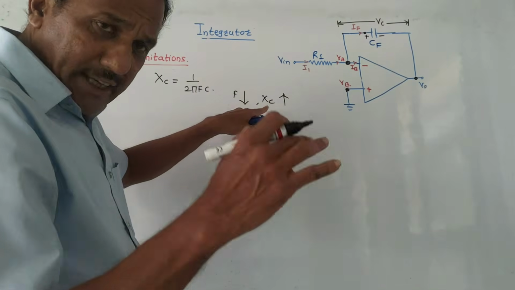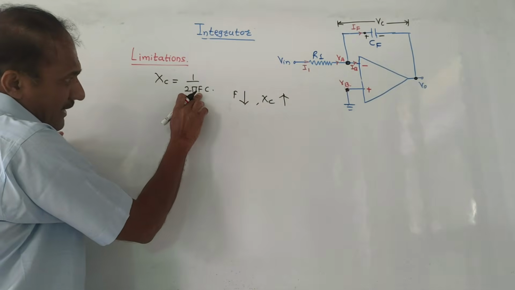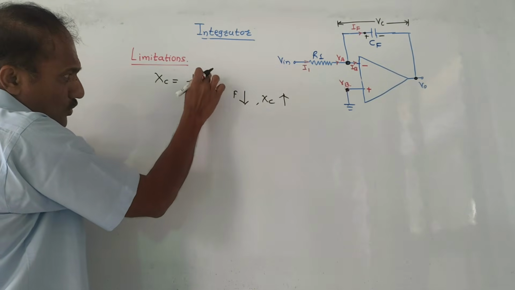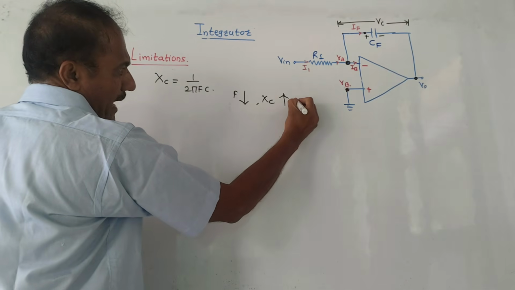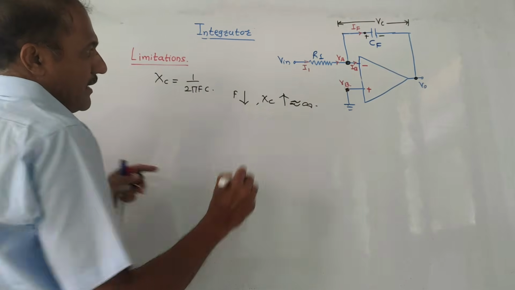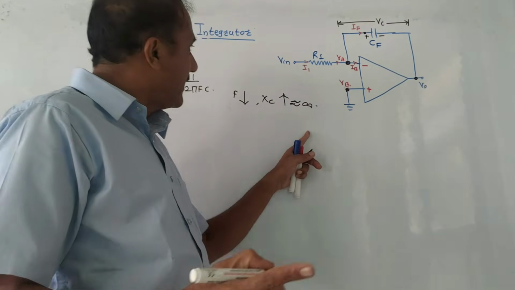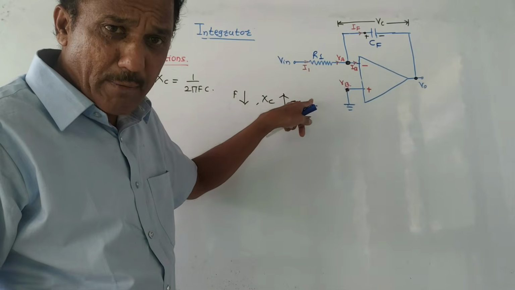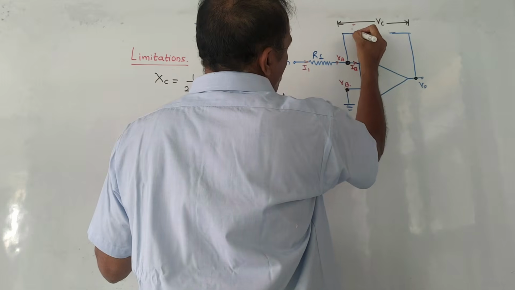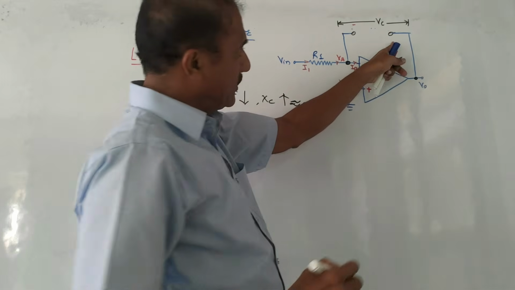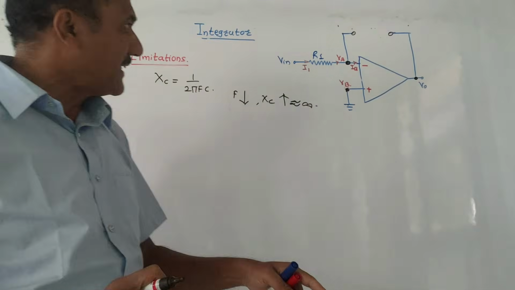Whenever there is only DC voltage and AC voltage is absent, in that case F will be 0. 1 by 0 will be infinity. So Xc will be approximately infinity. It indicates that the reactance of capacitance is infinity. Whenever reactance of capacitance is infinity, the capacitor will act as an open circuit. Open circuit means we have to remove the capacitor.